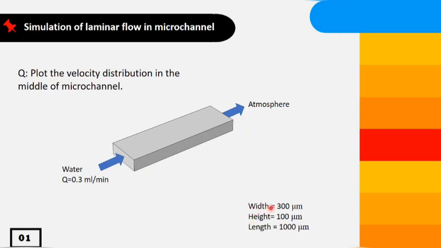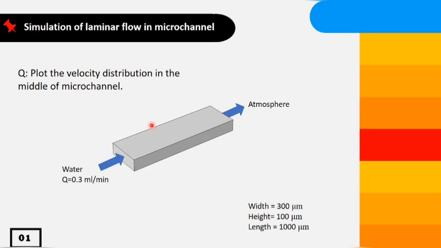The width of the microchannel is 300 micron, the height is 100 micron, and the length of this microchannel is 1000 micron. We have water as our inlet with a volume flow rate of 0.3 per minute, and in the outlet we have water that goes to atmosphere. The objective of this example is plotting the velocity distribution in the middle of this microchannel. Of course, you can plot the velocity distribution in different parts of this microchannel. It doesn't really matter. The objective is really extracting the velocity distribution inside the microchannel.